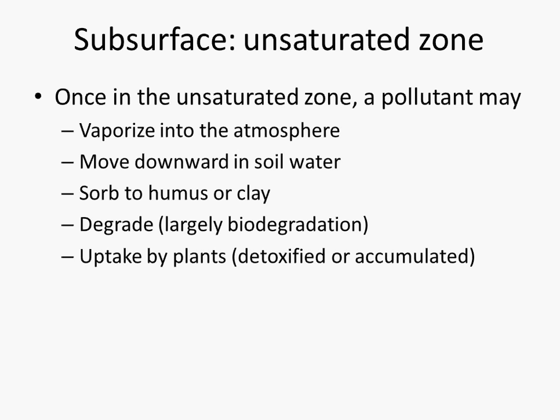Okay, so once in the unsaturated zone, a pollutant can vaporize into the atmosphere. It can move downward in soil water even till it reaches the groundwater. It can absorb to humus, organic matter, or clay. It can degrade, and mostly we're talking about biodegradation in a soil environment. Or it can be taken up by plants, and we'll talk more about these last two when we talk about bioremediation efforts. Okay, so this video is going to talk about how pollutants may or may not vaporize into the atmosphere from soils.